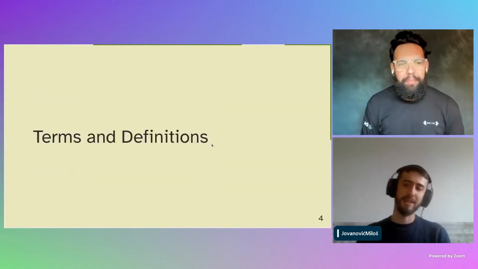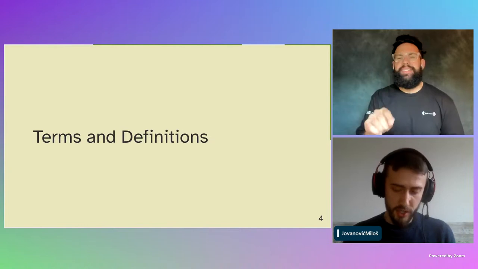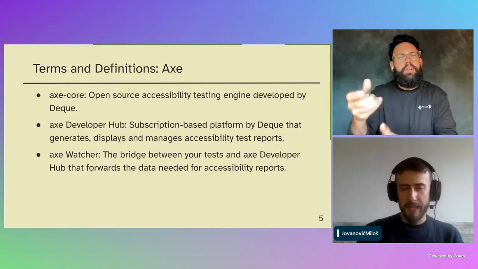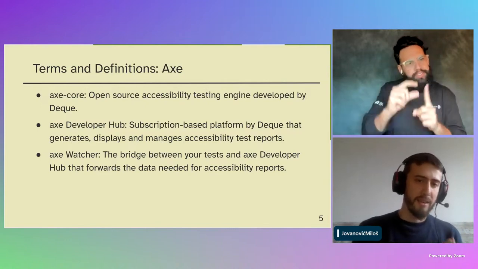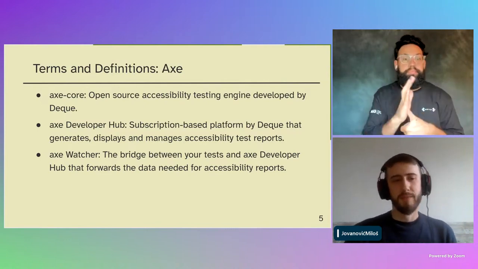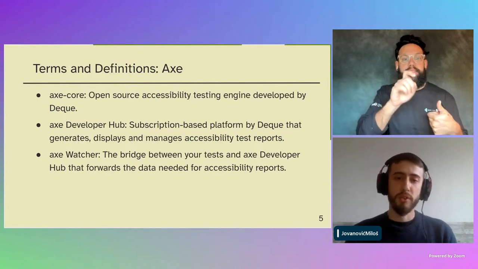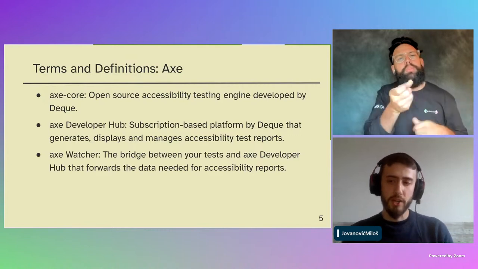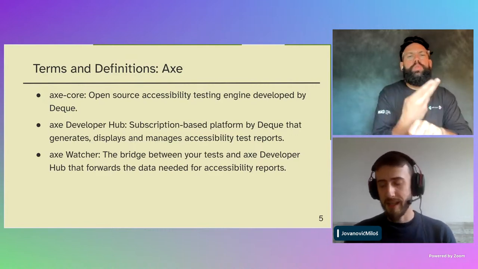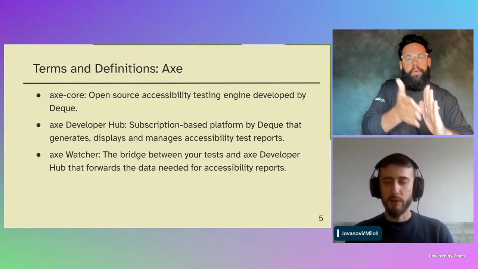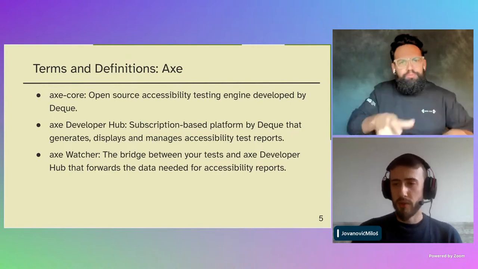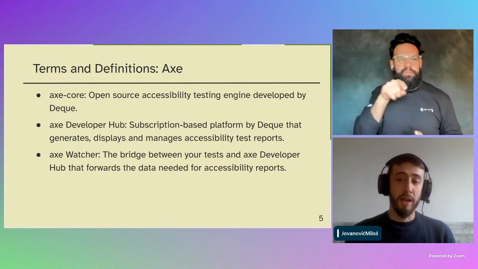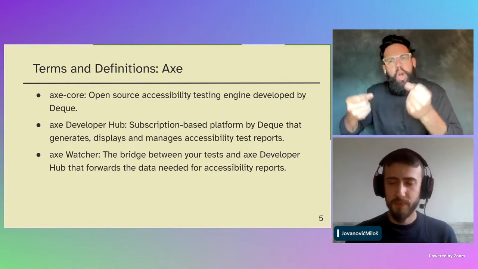Let's have a look at a couple of terms and definitions we'll be covering during this talk. Basically, we have two sides of the story. One is the Axe tools. Here we have Axe Core as the open source accessibility brains behind the operation of accessibility testing. This is used in Google's Lighthouse and in Axe developer tools, and this is the core engine that will be running all of our accessibility tests.